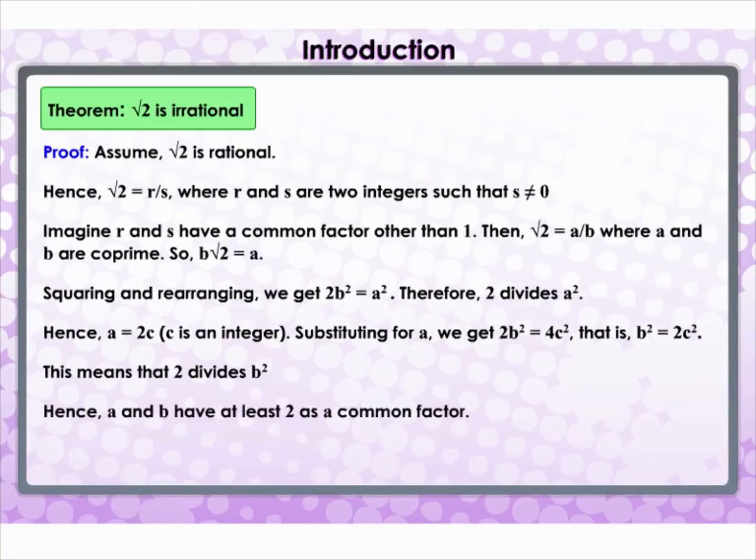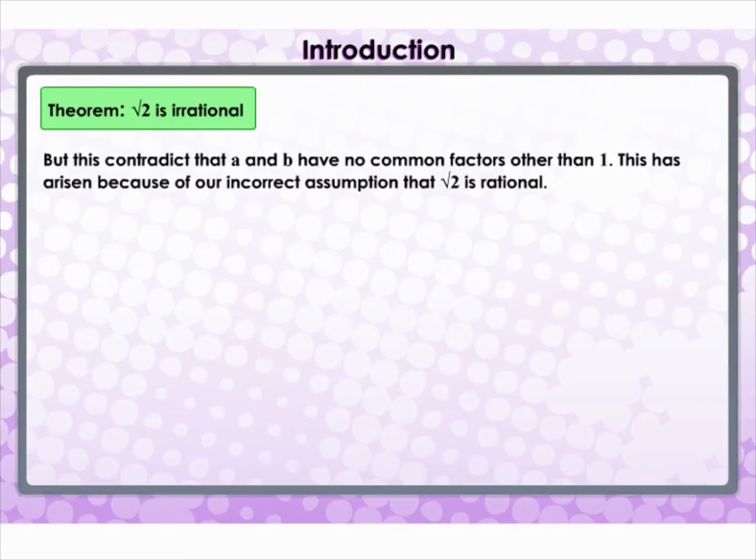Therefore, a and b have at least 2 as a common factor. But this contradicts the fact that a and b have no common factors other than 1. This contradiction has arisen because of our incorrect assumption that root 2 is rational. So we conclude that root 2 is irrational.